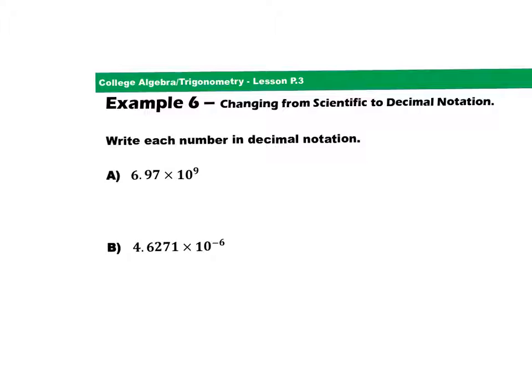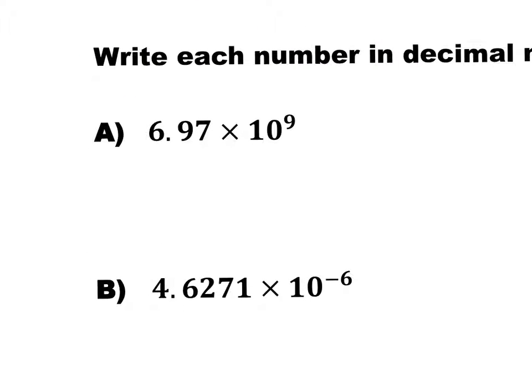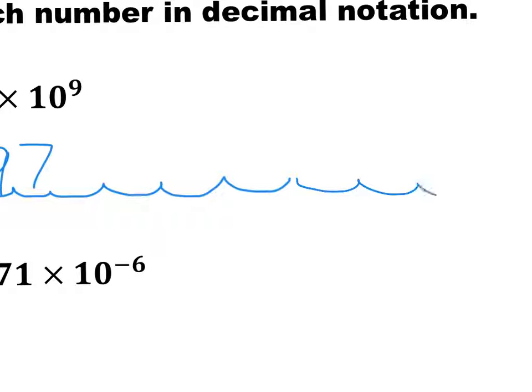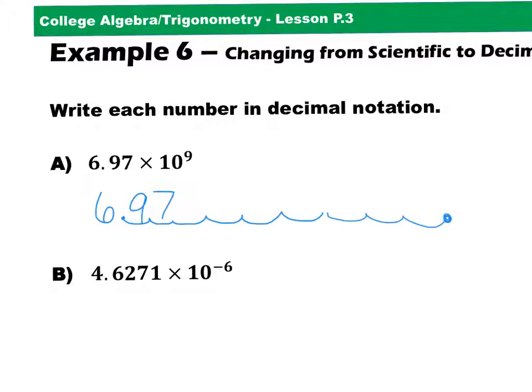What kind of notation is this in? It's in scientific. What are we going to do? Put it into a decimal. So think about this, 6.97 times 10 to the ninth. This is going to be what kind of a number, huge or teeny? Huge. So I'm going to write 6.97. How many places am I moving my decimal point to the right? Nine. So I'm going to go 1, 2, 3, 4, 5, 6, 7, 8, 9. What do I put in all those spaces? Zeros. We have to have placeholders. So there's one here. Here, here, here, here, here, here.